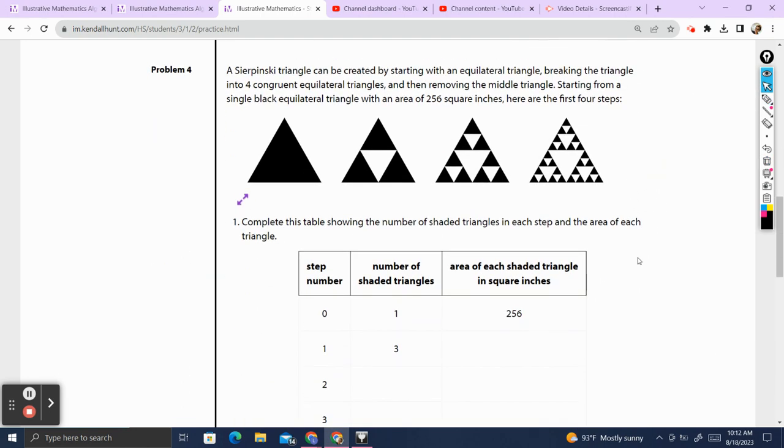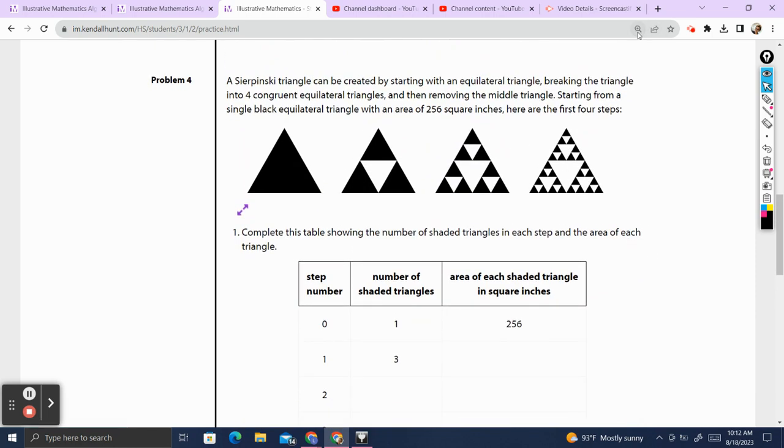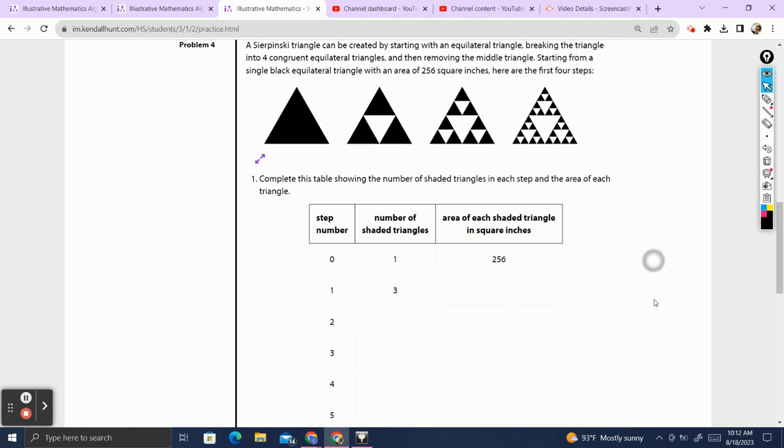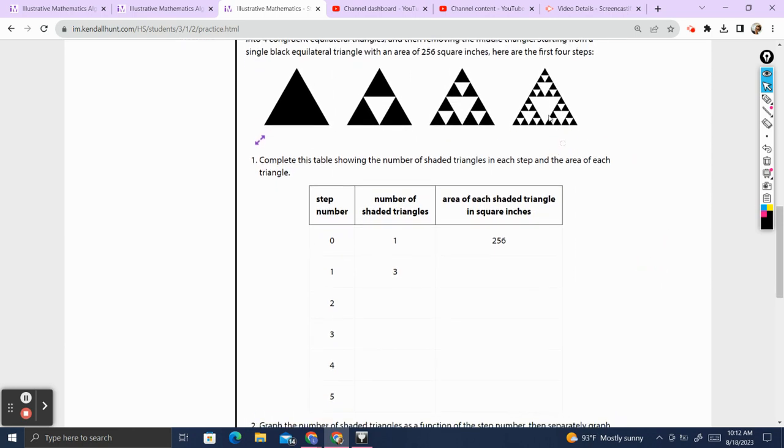A Sierpinski triangle can be created by starting with an equilateral triangle, breaking the triangle into 4 congruent equilateral triangles, then removing the middle triangle. Starting from a single black equilateral triangle with an area of 256 square centimeters, here are the first 4 steps.